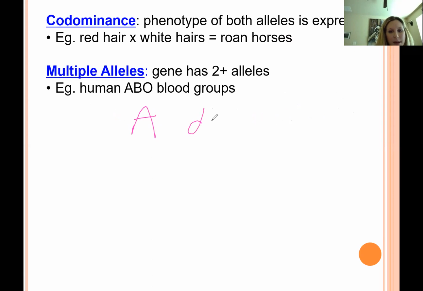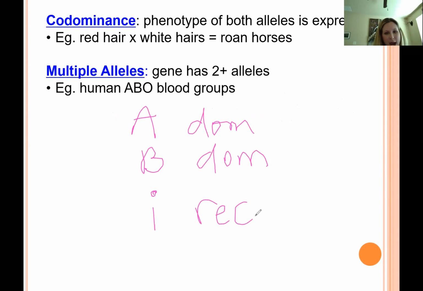A is dominant. B is also dominant. I is recessive. And you're like, where did I come from? I thought that was type O. I actually refers to O. I'm going to put that in parentheses.